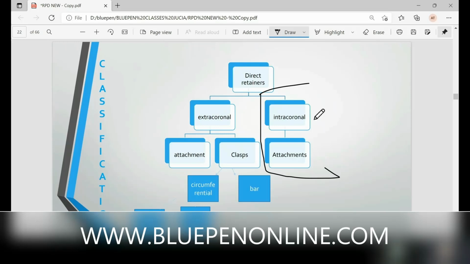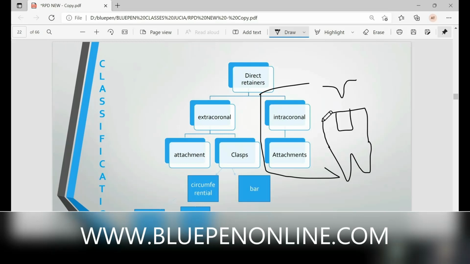Intracoronal means what? You have a crown, you have a tooth. Suppose this is your abutment tooth. You will actually prepare in your abutment tooth, and at the same time the one that you are going to put, whether you are going to put a crown or a prosthesis, will have an extension like this. So this will come and lock inside this. That is your intracoronal. You're just locking. That is your intracoronal, a direct attachment.